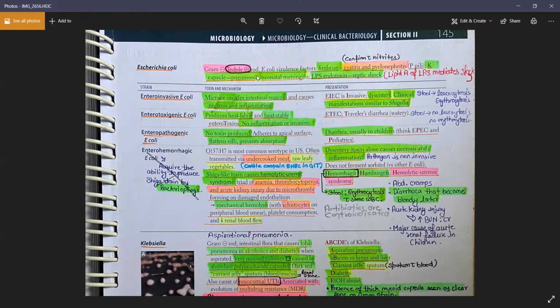Okay, so because of this capsule, the E. coli is able to invade your blood system and can cause the pneumonia and the meningitis. Then comes the LPS endotoxin, and you already know its function. It is responsible for the septic shock. And they will ask you what part of this endotoxin is responsible for the septic shock, and it is the lipid A. Very important, okay?